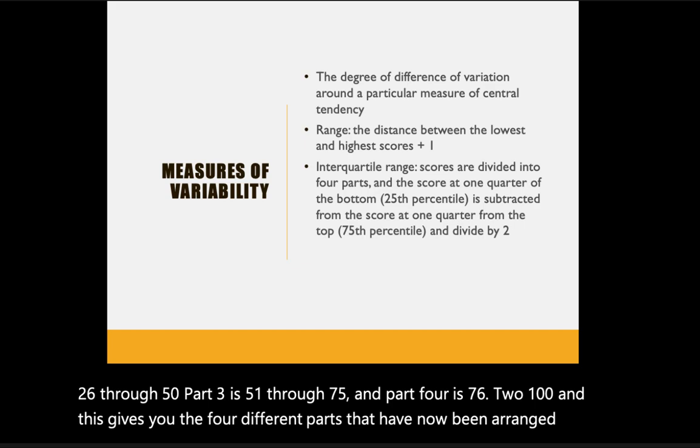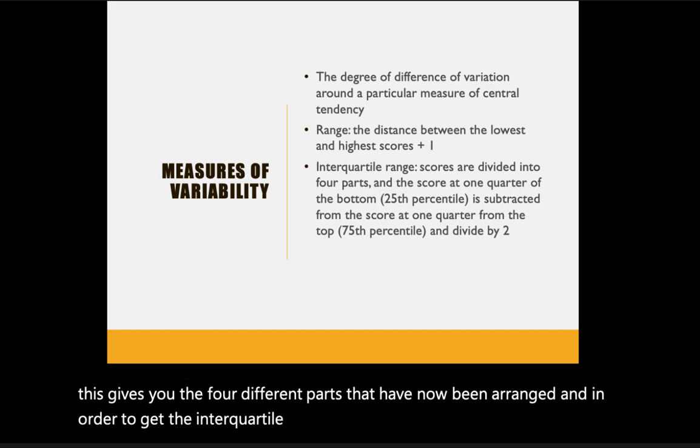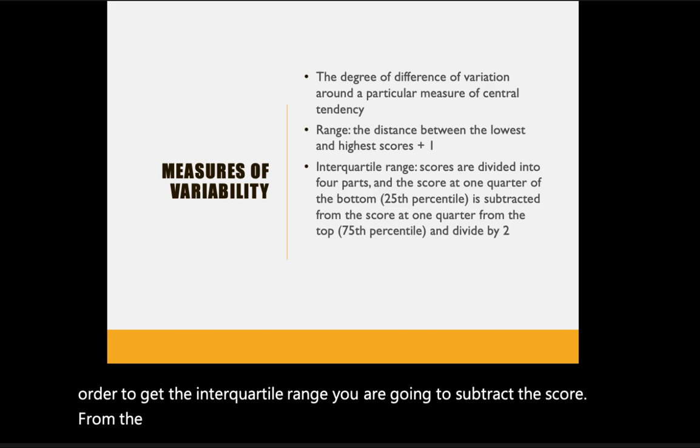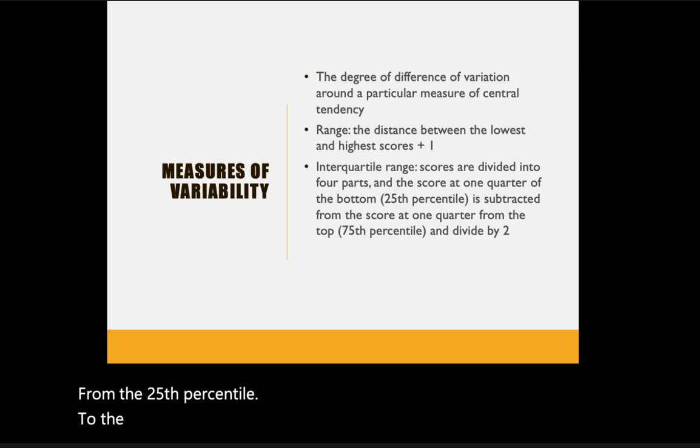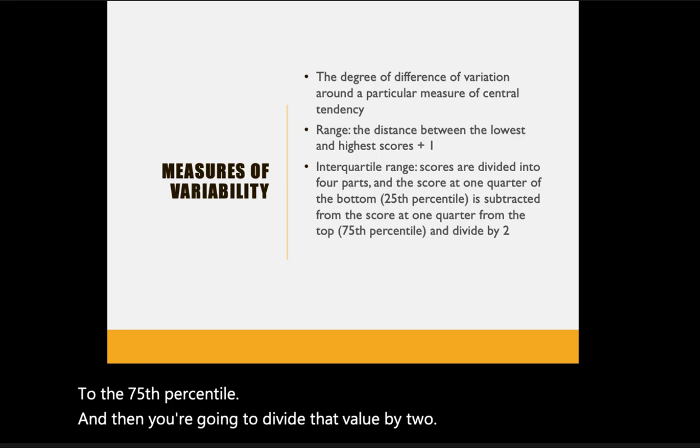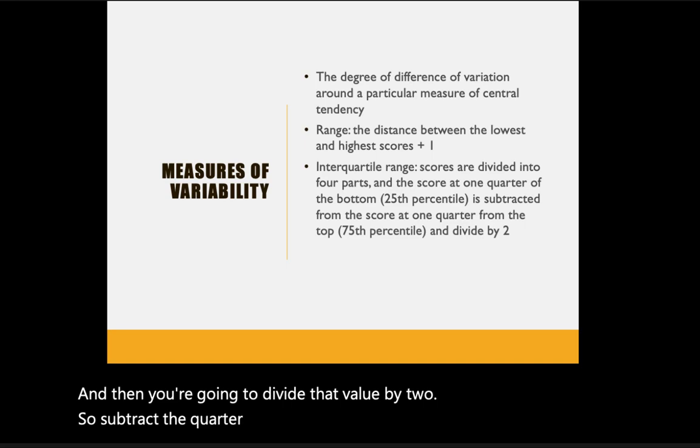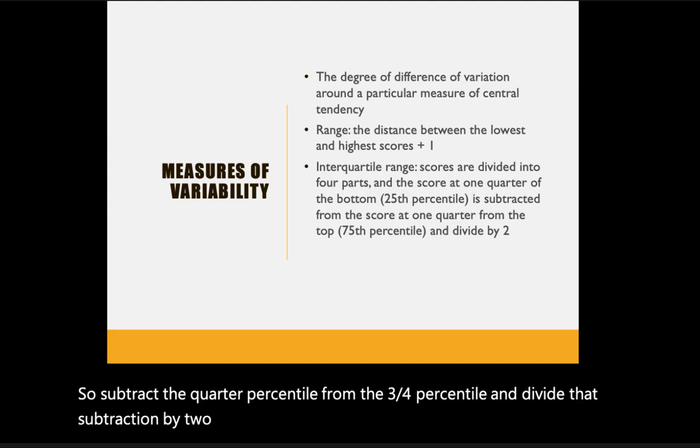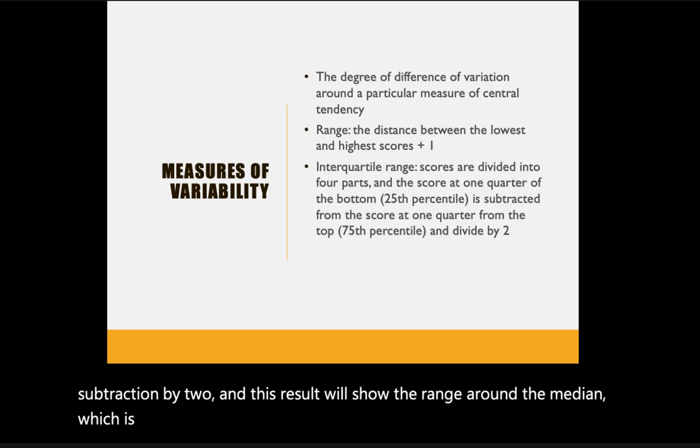And in order to get the interquartile range, you are going to subtract the score at the 25th percentile from the 75th percentile, and then divide that value by 2. So subtract the quarter percentile from the 3/4 percentile and divide that subtraction by 2. And this result will show the range around the median, which is our interquartile range.